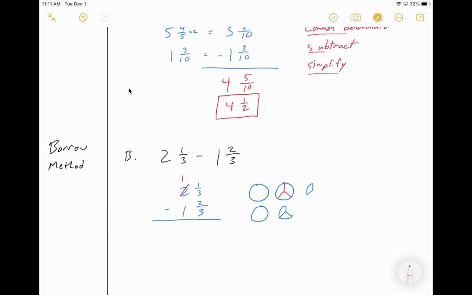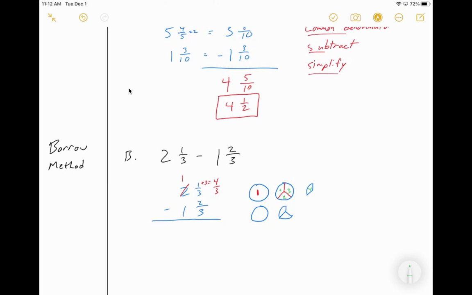So here's the part that people get confused. Normally on borrowing, I just put a 1 here, and that would become an 11. But I'm not actually adding 10 more. I'm adding 1, 2, 3. So it wouldn't be a 1 here. What you're actually going to do is add the denominator. You're going to add 3. So now I have 1 and 4 over 3. You see that? I have 1 whole, and then I have 4 thirds. 1, 2, 3, 4 thirds.